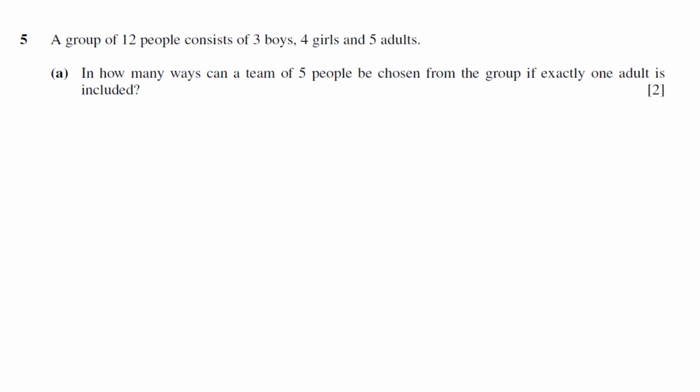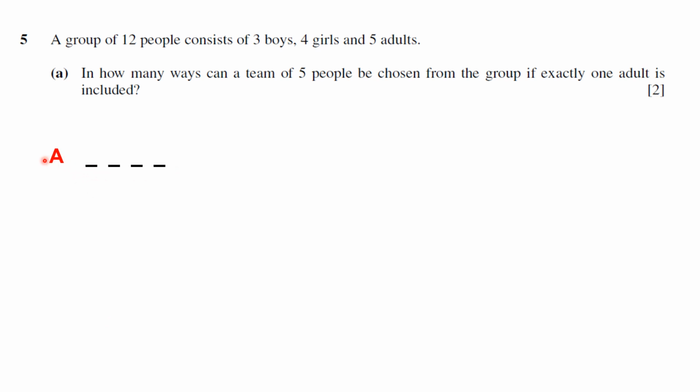On to question 5. It says a group of 12 people consists of 3 boys, 4 girls, and 5 adults. A. In how many ways can a team of 5 people be chosen from the group if exactly one adult is included? If one adult is included out of the 5 people, it means that the remaining 4 are going to be the children, which are the girls and the boys. So our arrangement will look like this. We have an adult, and here we have the remaining children.